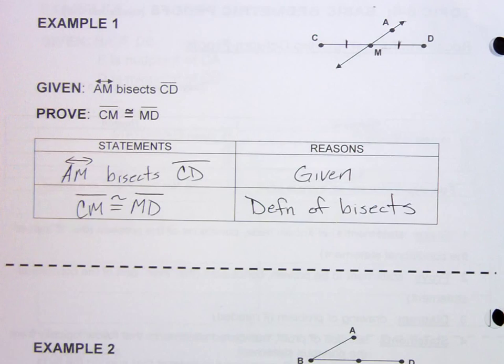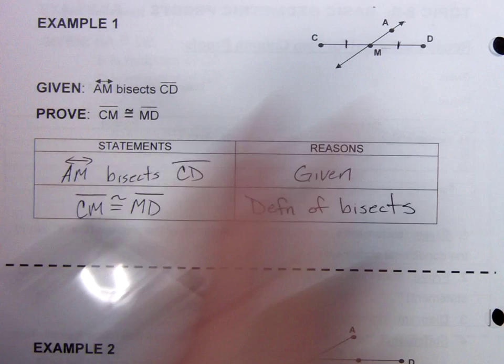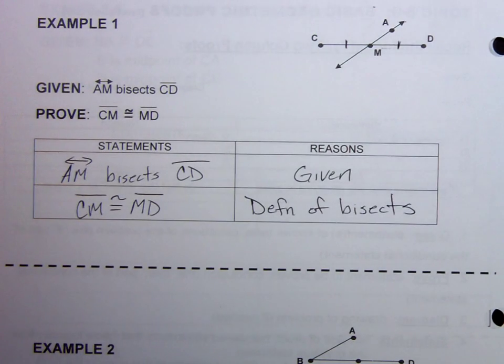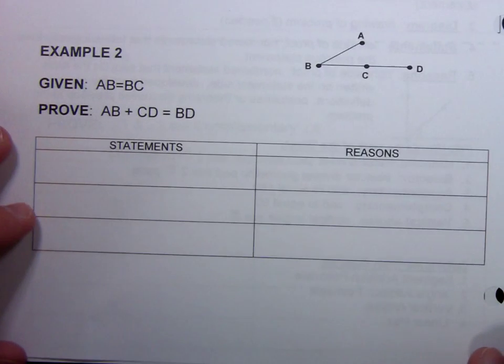It was based on the definition of bisect. Bisect means split into two congruent parts. So I know these two parts are congruent because that's what bisect means. All right, let's look at the second proof.